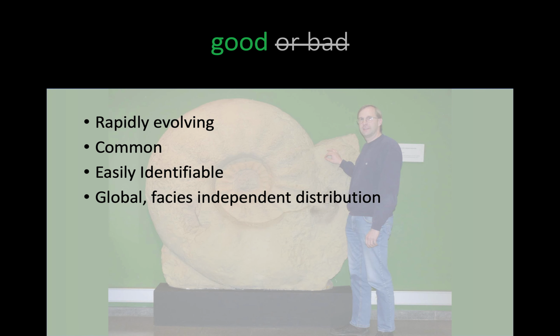They are rapidly evolving. They are exceedingly common. They have a global facies-independent distribution, and they're easily identifiable to paleontologists. I should always add that caveat. They're identifiable to paleontologists. So these live in the ocean, and they are globally distributed for a very fun reason.